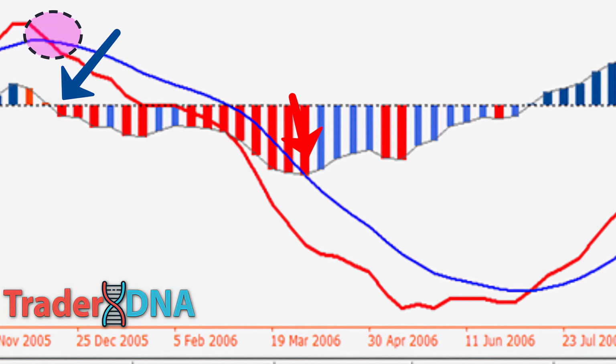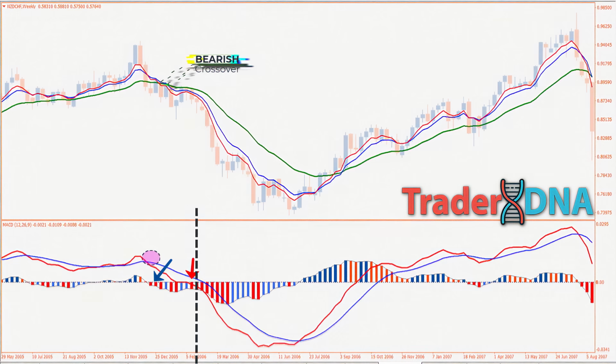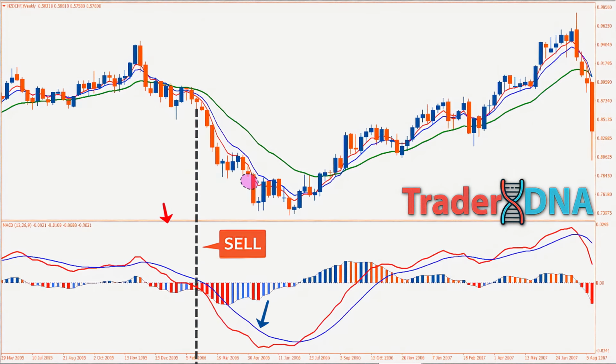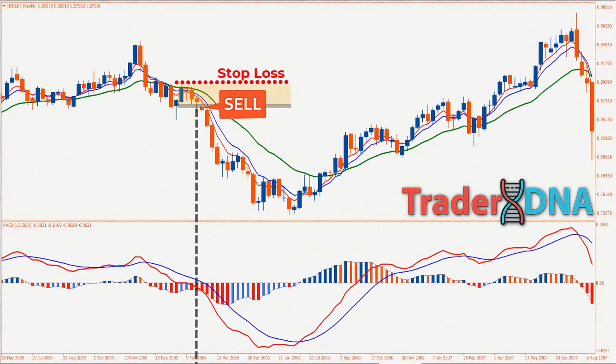While its red line is crossing below the zero level, it is an indication that price is pushing lower and it does make sense to enter a sell. The initial stop loss will be above the recent swing high.